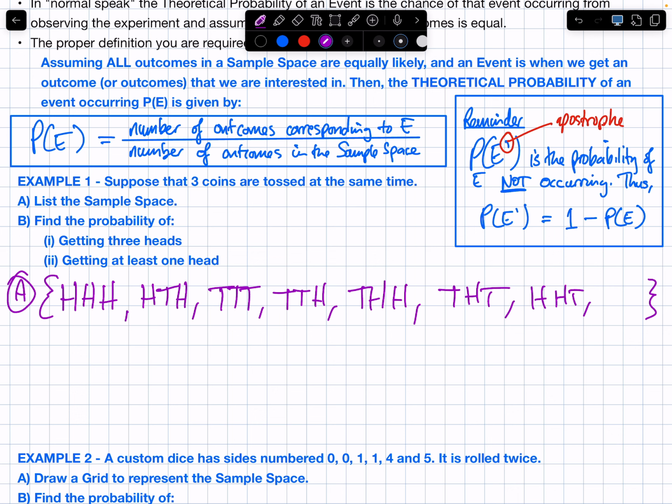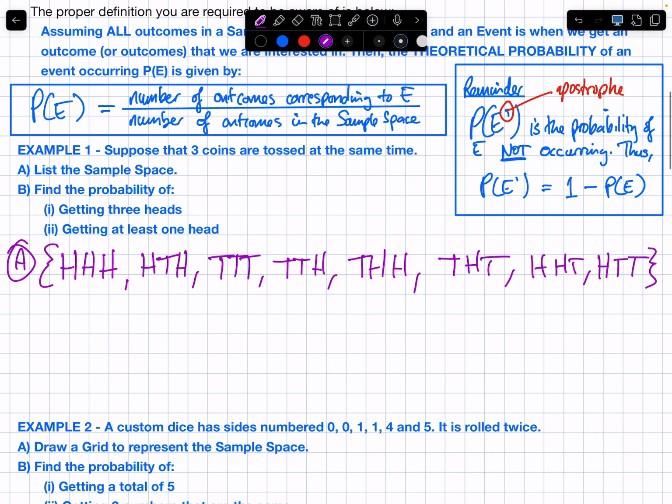Yep. And there's another one that starts with head. Have you had 2 heads yet? Have we had head, tail, tail? Oh, no, yeah, you're right. Head, tail, tail. That's that? Okay. So there's 8. The sample space is 8.